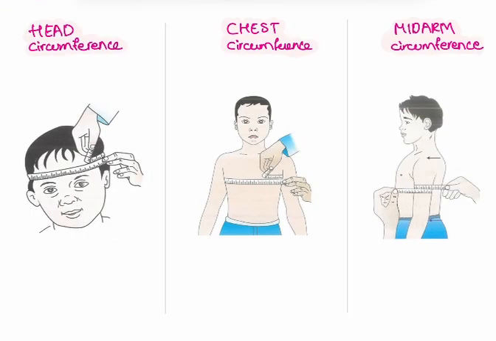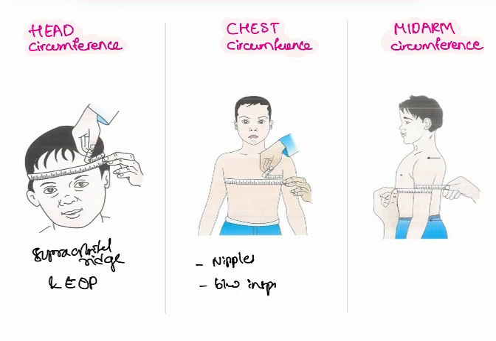Head circumference. Head circumference is measured around supraorbital ridge and external occipital protuberance with non-stretchable tape. Chest circumference is measured at the level of nipples in between inspiration and expiration.